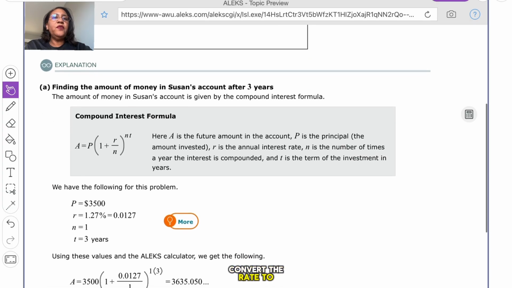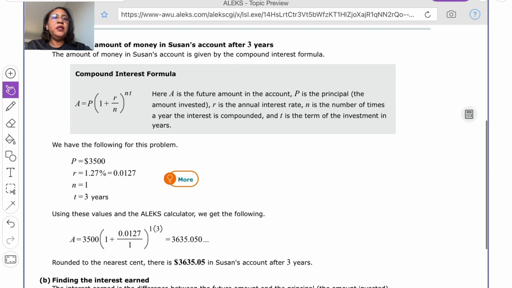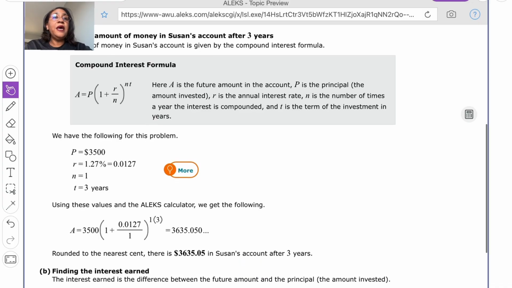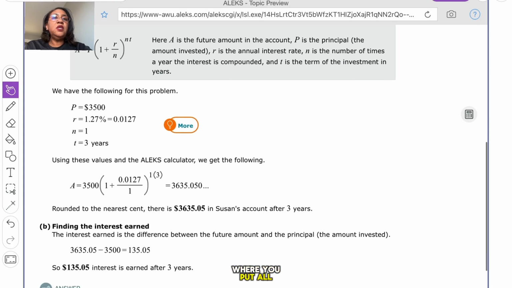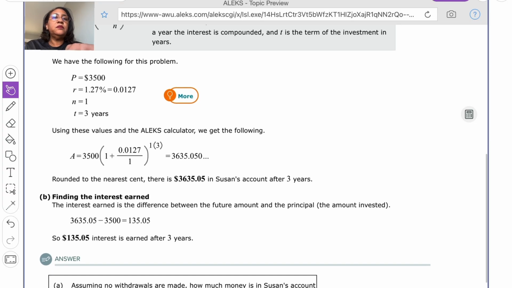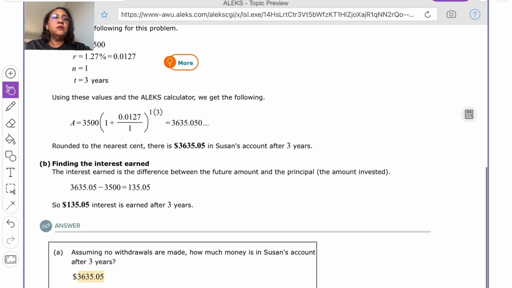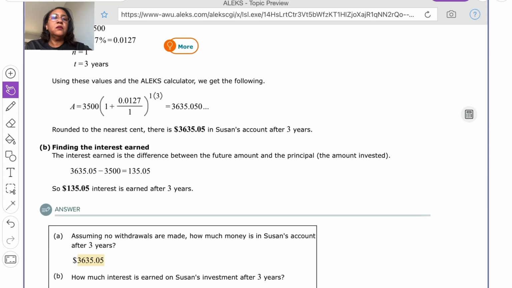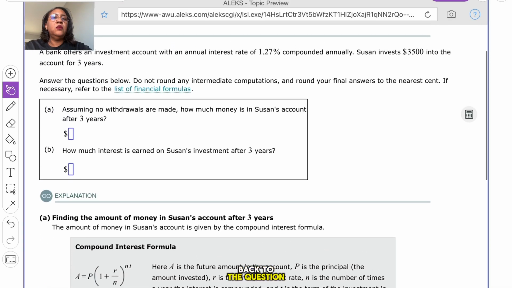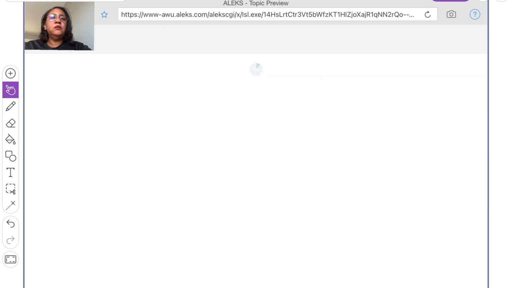Then we have to convert the rate to a decimal. And then N is the number of times a year the interest is compounded, which is only one time. And then that is for 3 years. So you can see where you put all of these numbers. All right, so let's go back to the question.